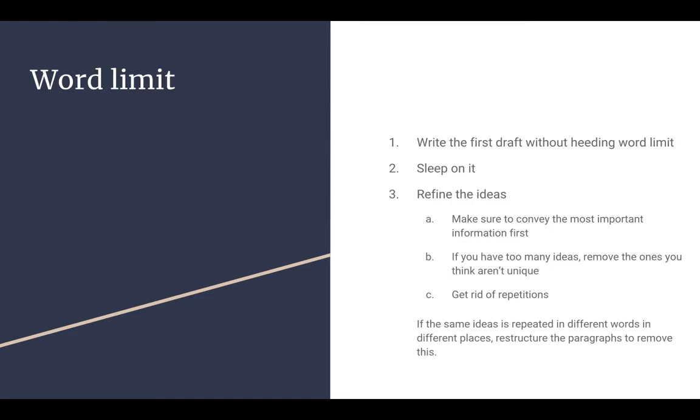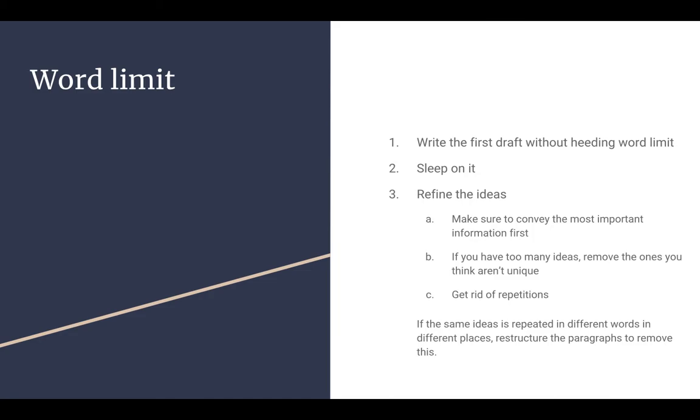But that is the word limit, and so you want to write the first draft without heeding the word limit too much. Constantly thinking about the word limit can distract you from focusing on conveying your ideas in the best possible way. So just write it all, and then take some time, sleep on it, come back to the essay, and revisit what you've written.